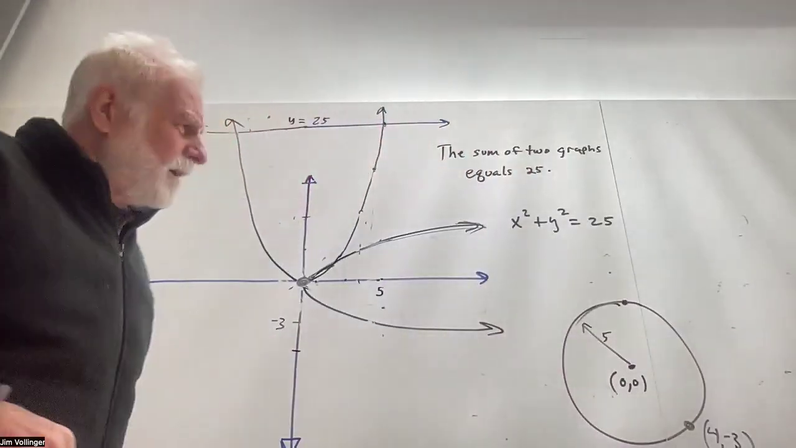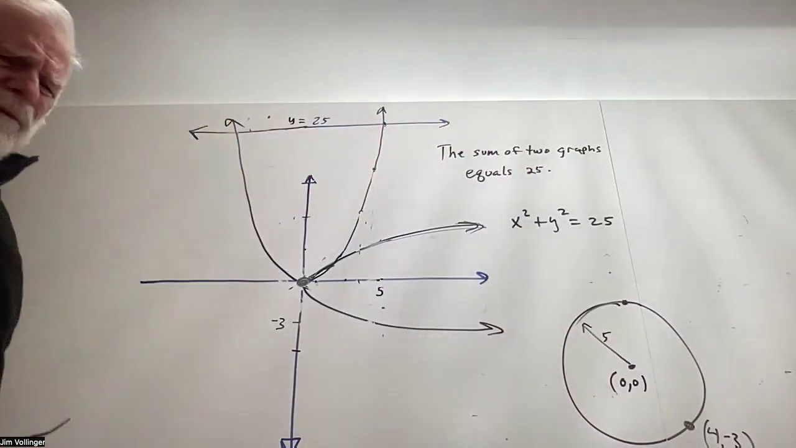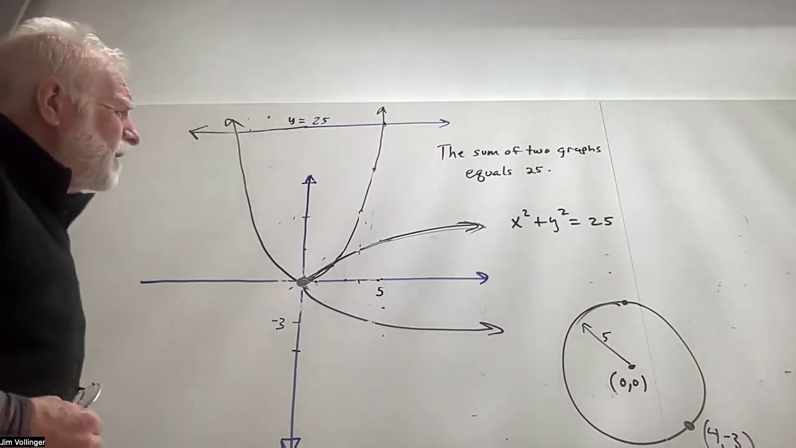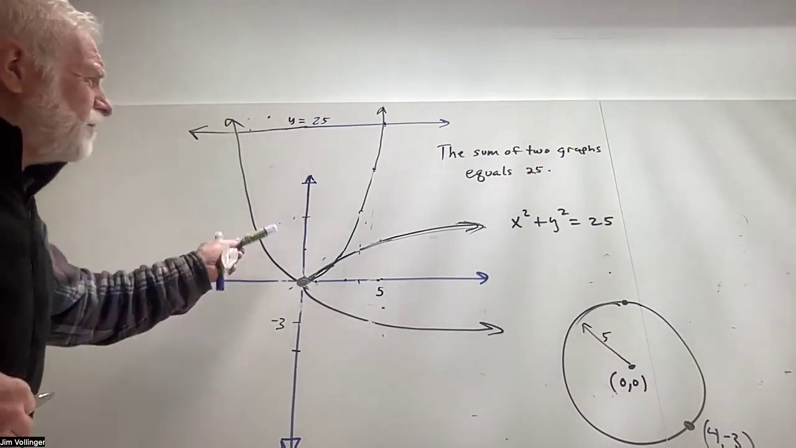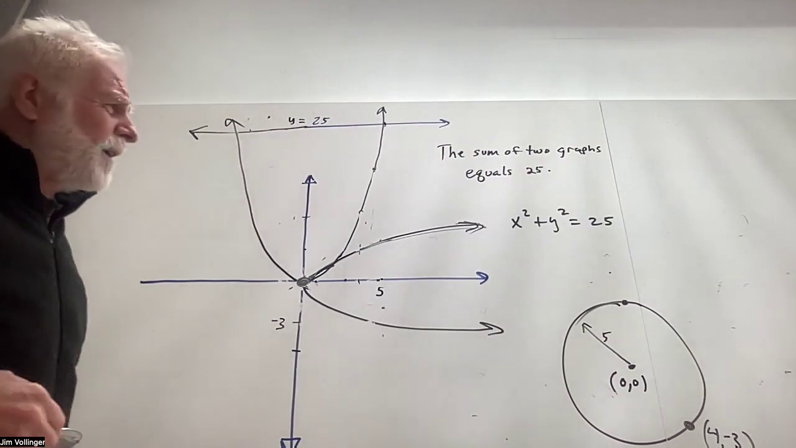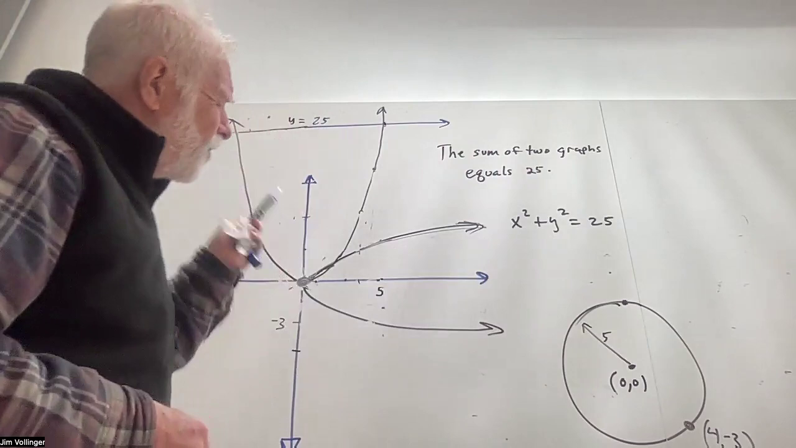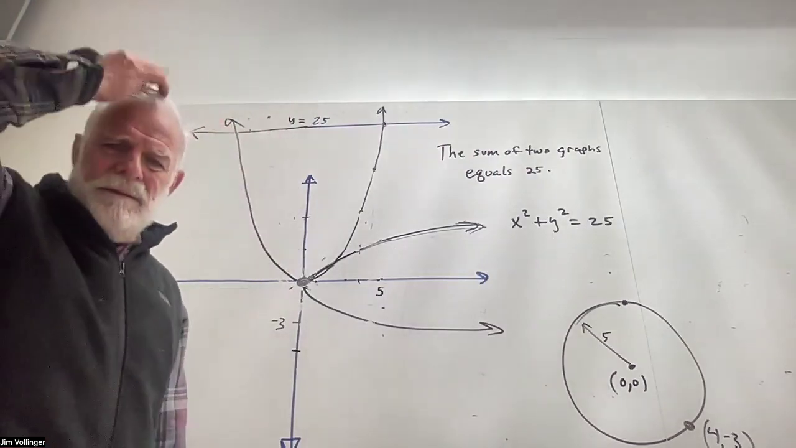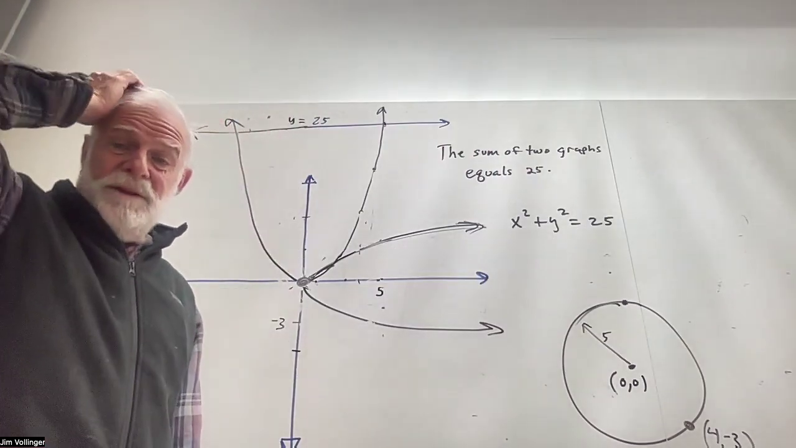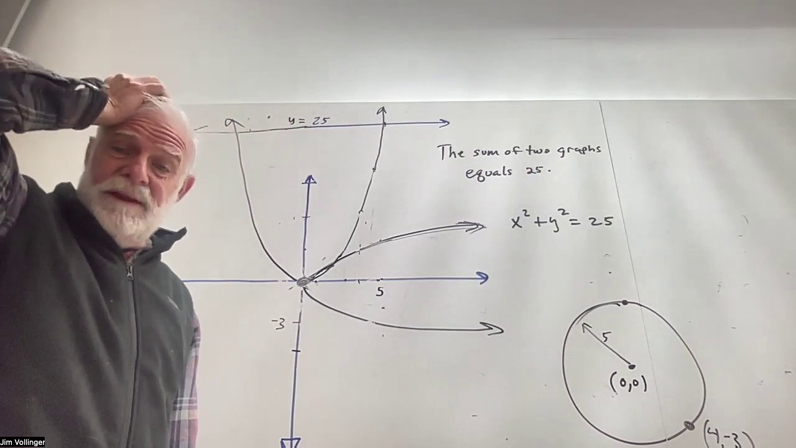Sometime last week, I think I posted this graph. And I asked the question, how do you add these two graphs up to get a constant of 25? x squared plus y squared equals 25. How do you do it graphically? And when I posed that question to myself, I didn't have an immediate answer.